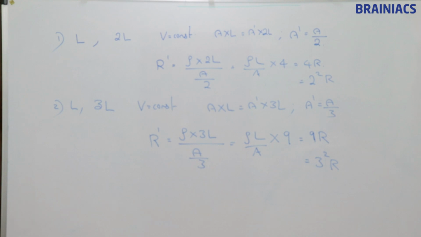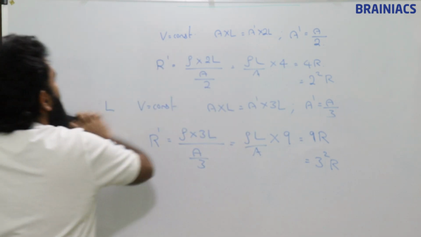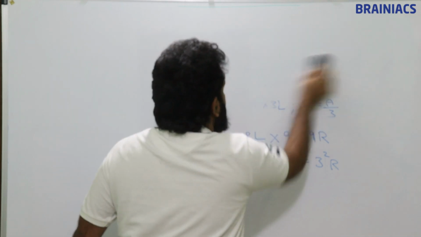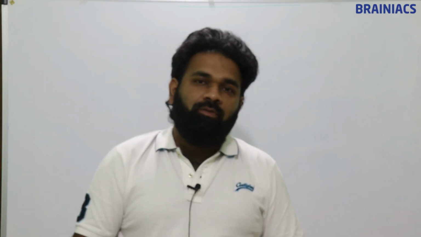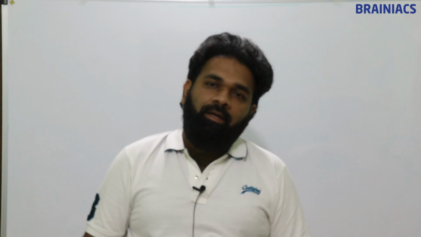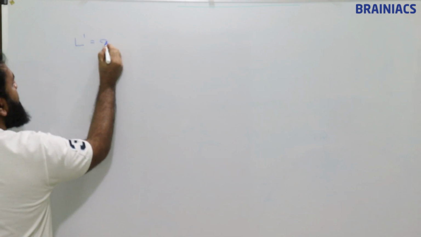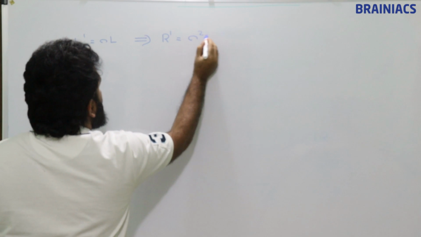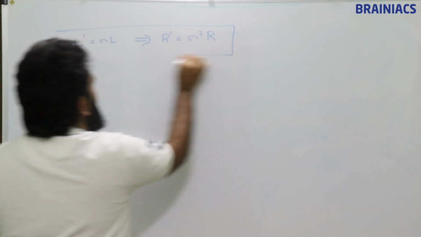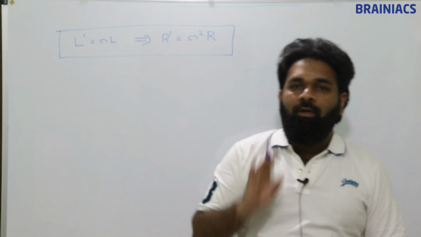So from this we can conclude, if length is made n times, then resistance will become n square times. When length is increased, definitely resistance will increase, and area will be decreasing. Resistance and area are inversely proportional, so the reduction in area also will affect there. So if L dash is equal to NL, then simply we can take R dash is equal to N square into R. So remember this shortcut or relation and directly smash without wasting your time.